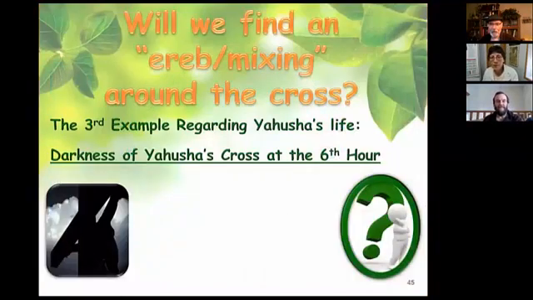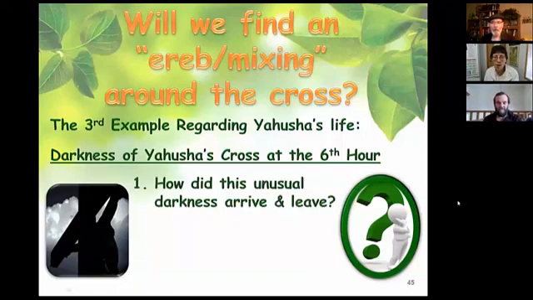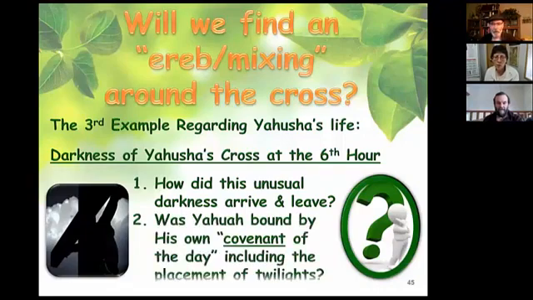So, will we find an Aibv mixing around the cross? Again, I'm saying that this is an important question because we will look at Yahusha's life. We're going to specifically examine the darkness of Yahusha's cross at the 6th hour, according to Yahweh's calendar. And my question is this: how did this unusual darkness arrive and how did it leave?